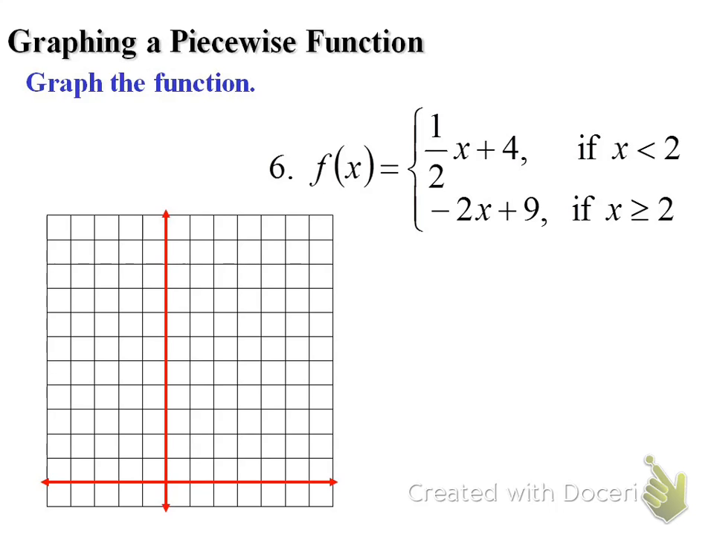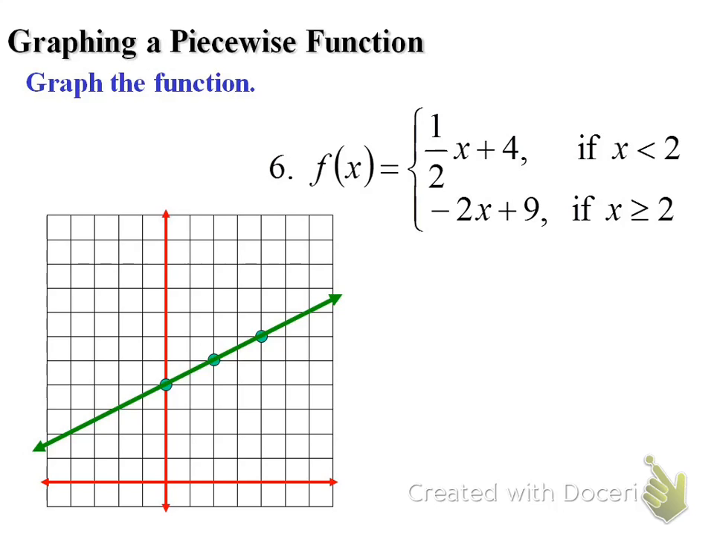So for example 6, I'm going to start it just like I did the last one. I am just going to graph this first function. I'm just going to ignore this for now. So I'm going to start at 4. I'm going to go up 1, right 2, and up 1, right 2 again. That's my first line. Any questions on how I got that green line?